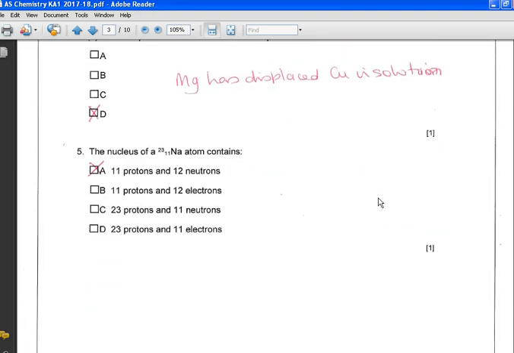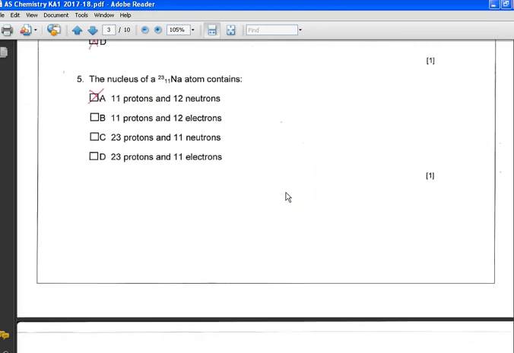Question 5, atomic structure, basic stuff. What does a nucleus of a sodium atom contain? 11 protons, 12 neutrons. I mean, you're given the mass number there, so 23 minus 11 is 12.